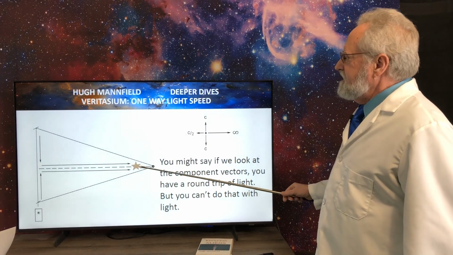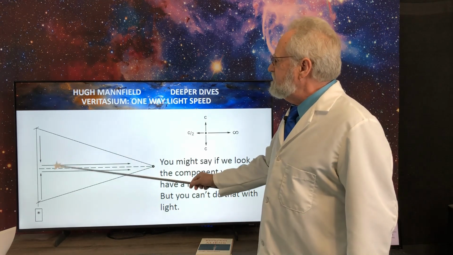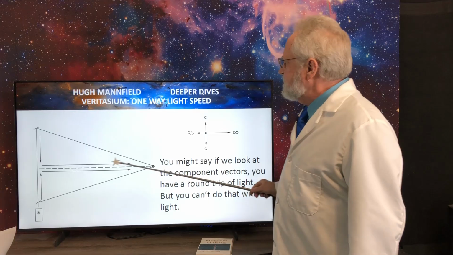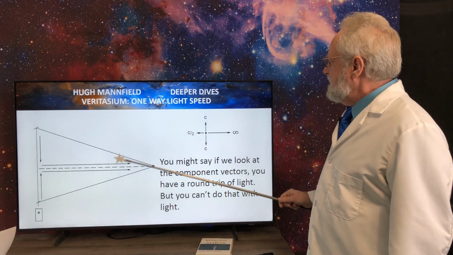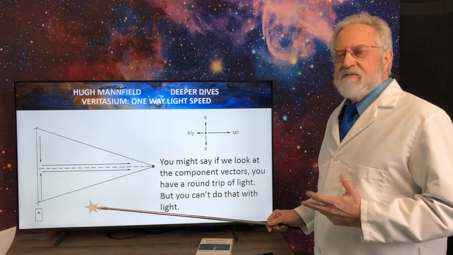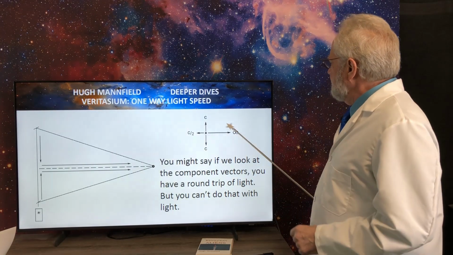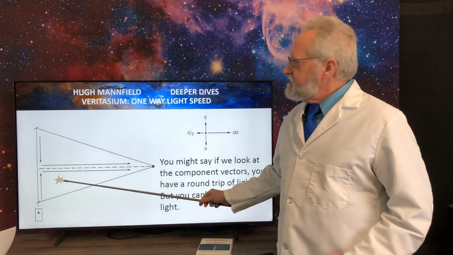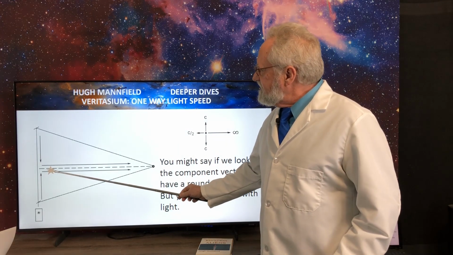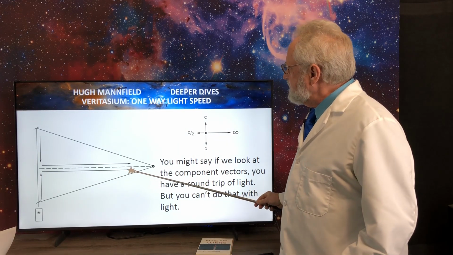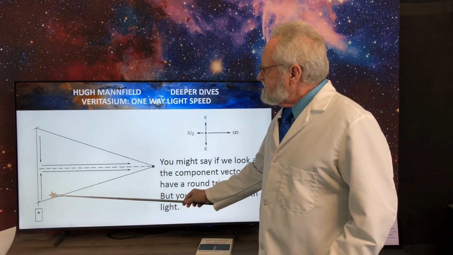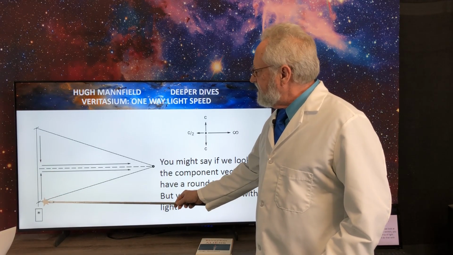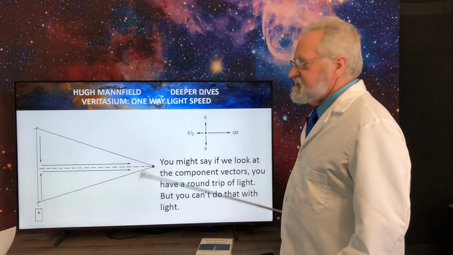You might say that if we just look at the components, we can work out that we've got some round trips of light going on. But with the non-uniform speed of light, especially with the infinite speed of light, it brings up some serious questions. If the speed of light is infinite on this component, then what does this component have to be in order to get light to propagate from this beam splitter to the receiver?